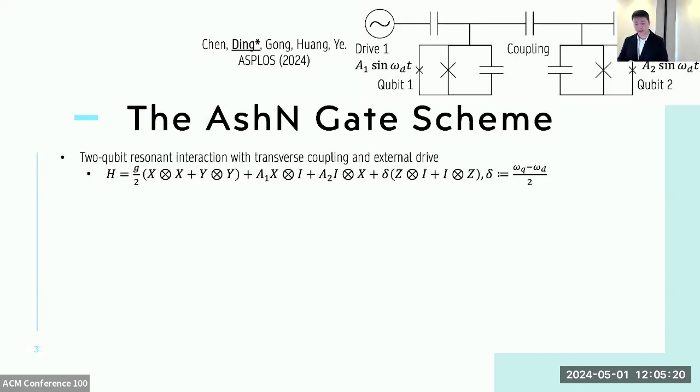So the Hamiltonian that you get looks like this. It looks like a bunch of terms. The first term, X tensor X plus Y tensor Y, is coming from that capacitive coupling. G is the strength of that coupling. The X tensor I is the drive on the first qubit, causing this X rotation, and the coefficient is the amplitude. And then I tensor X is the drive on the second qubit. The Z tensor I and I tensor Z terms come from the tuning, or what we call the frequency difference between the drive frequency and the qubit frequency. These qubits have their own frequencies, just like LC oscillators have frequencies. And delta is the difference of those frequencies.